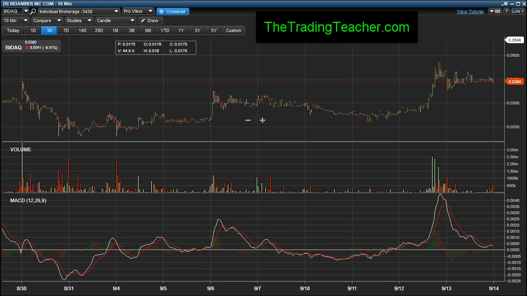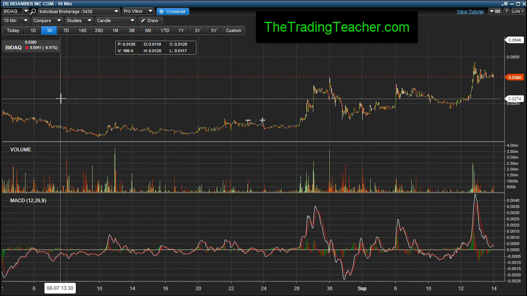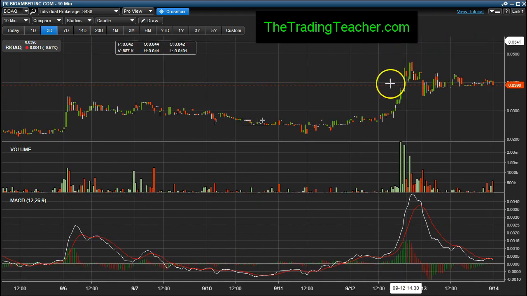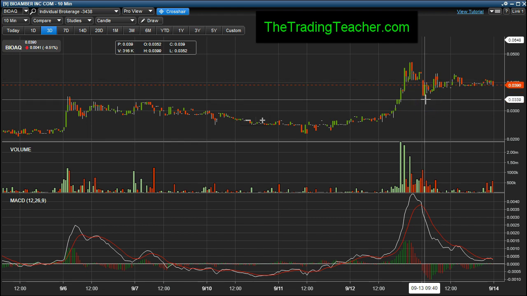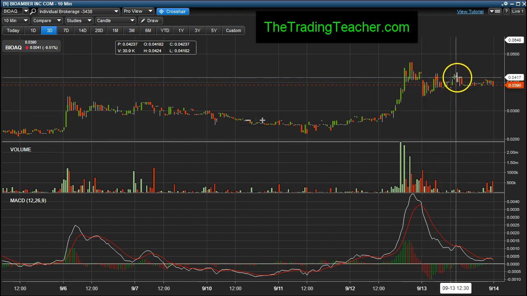I'm just going to provide another update on BioAQ, ticker symbol BIOAQ. Right now I'm looking at the 10-minute chart. Yesterday, after she surged, she gapped open this morning right below support and just trailed down the very first 10 minutes. And then buyers were holding her up.